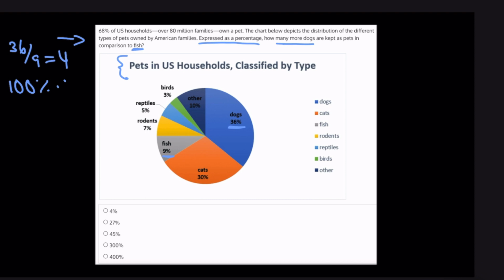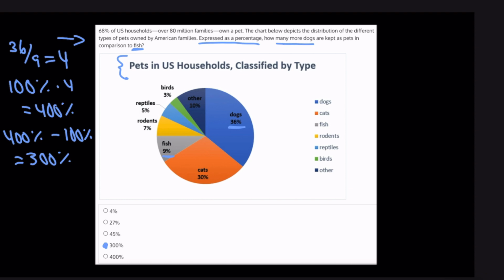So when we multiply this by 4, we get 400. So that's 400%. Now that's how many dogs there are, but because we want to understand how many more dogs there are than fish, we're going to go ahead and subtract 400%, so minus 100%, and that's how we get to 300%, which is going to be our correct answer for this question.